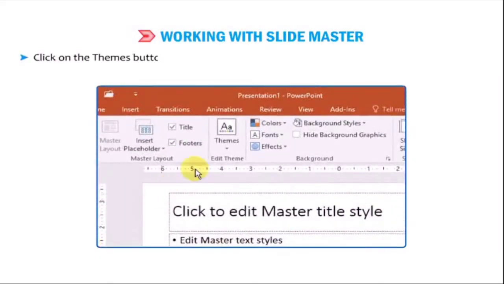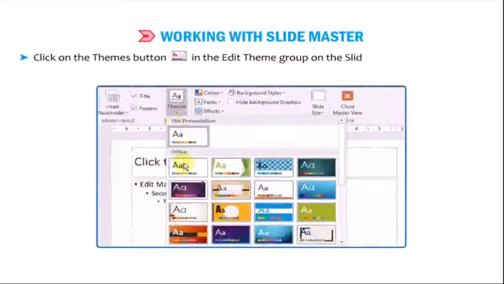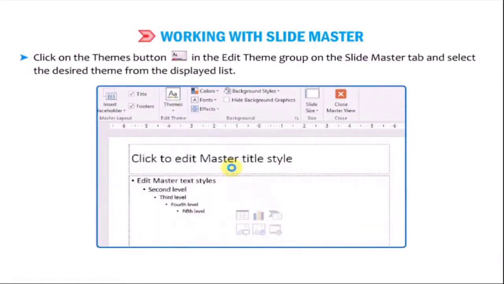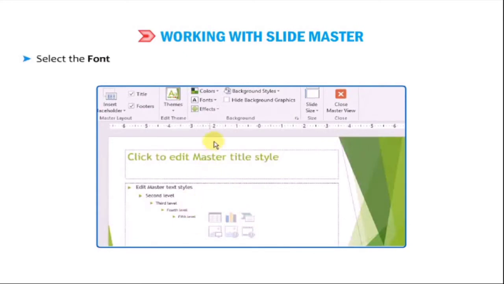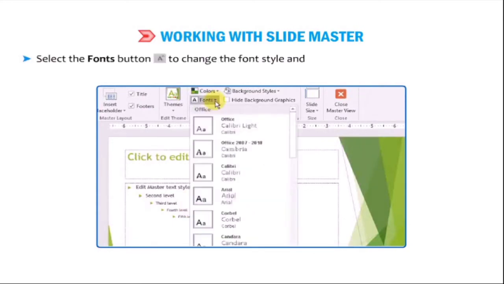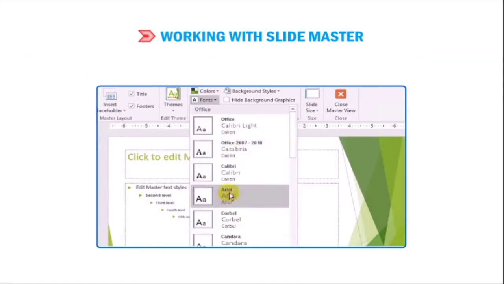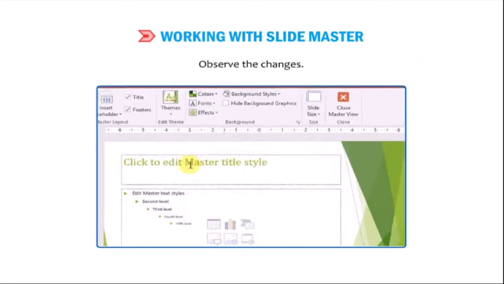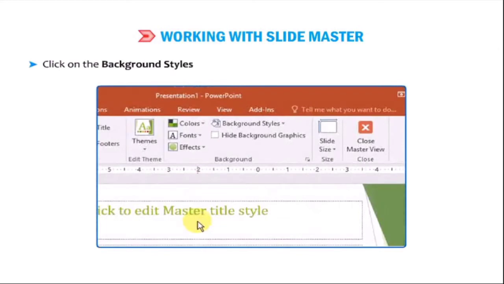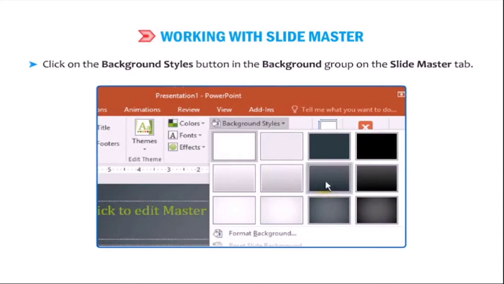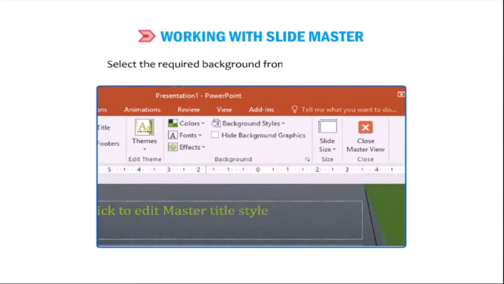Click on the Themes button in the Edit Theme group on the Slide Master tab and select the desired theme from the displayed list. Select the Fonts button to change the font style and Colors button to change the color of selected theme. Observe the changes. Click on the Background Styles button in the Background group on the Slide Master tab. Select the required background from the drop-down menu.